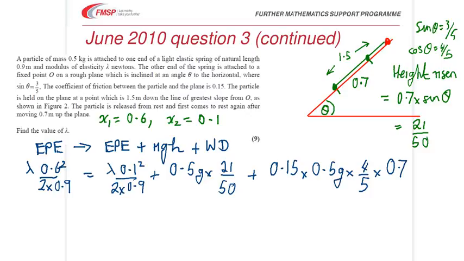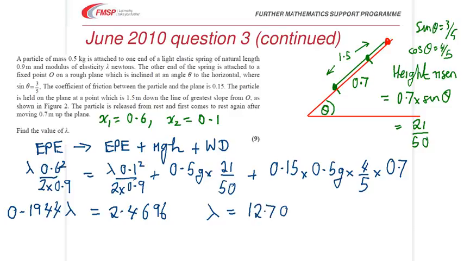When we collect up the values of lambda, we get 0.1944 lambda equals, and calculating the other terms, it comes to 2.4696, giving lambda equals 12.70 to two decimal places. And that's it. That's the answer to the question.